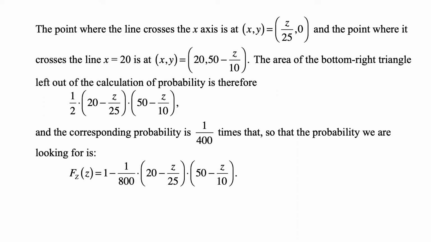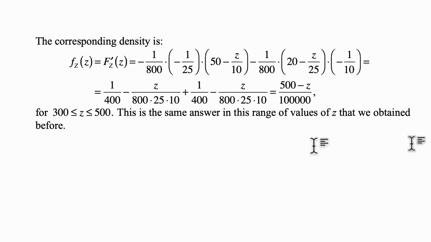The area of the bottom right triangle left out of the calculation of probability is therefore 1/2 times (20 minus z over 25) times (50 minus z over 10), and the corresponding probability is 1/400 times that, so the probability we're looking for is 1 minus 1/800 times (20 minus z over 25) times (50 minus z over 10). The corresponding density is a derivative, and we take the derivative and we get eventually (500 minus z) over 100,000 for z between 300 and 500, and this is the same answer in this range of values of z that we obtained before.